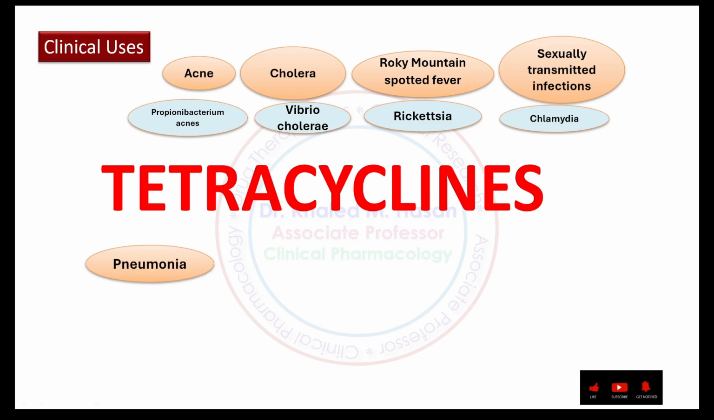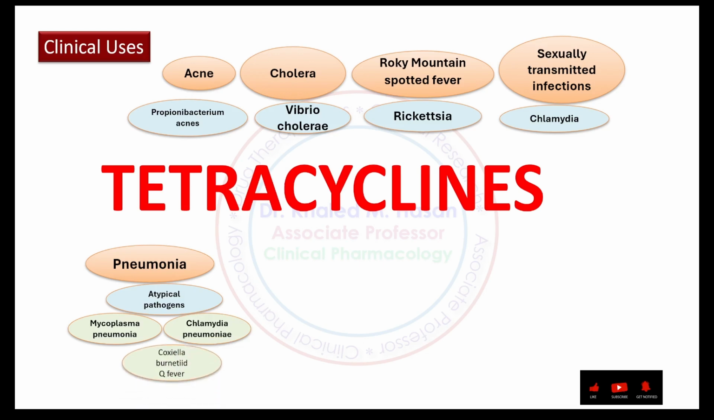We use tetracycline to treat pneumonia, but we have to be very specific here. What type of pneumonia? Is it gram negative, gram positive? Mostly it is for atypical pathogens, atypical microbes. For atypical microbes, we have Mycoplasma pneumoniae. We use tetracycline for Chlamydia pneumoniae, and for another microbe that causes Q fever, called Coxiella burnetii.